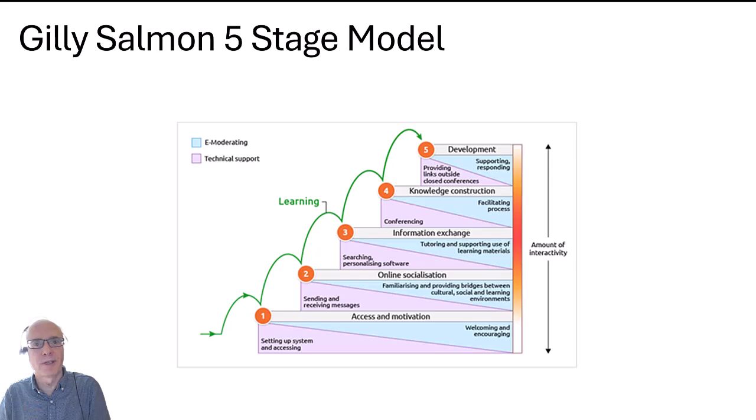So Gilly Salmon's 5-stage model. Learners need to be supported in their online learning, which will result in successful and happy outcomes. The model consists of 5 stages with more support required for learners at lower stages than at upper stages. Less tutor support is needed as learners are now self-reliant.